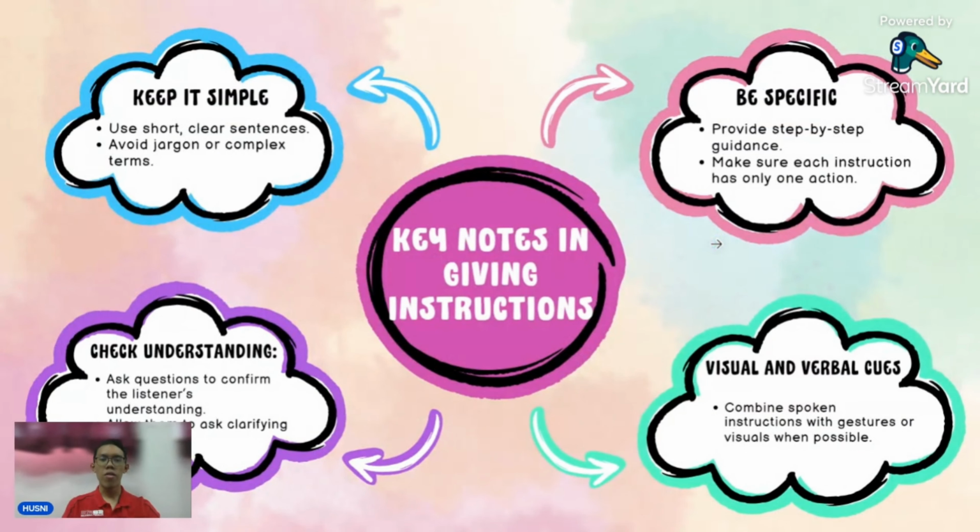So based on the video I just showed, we can conclude how the teacher used her methods in order to give instruction. These are the keynotes in giving instructions. First one is keep it simple. She used short and clear sentences, and she avoided jargon or complex terms. She used simple vocabulary because, based on the video, she was teaching first graders, so it's only natural for her to use simpler words.